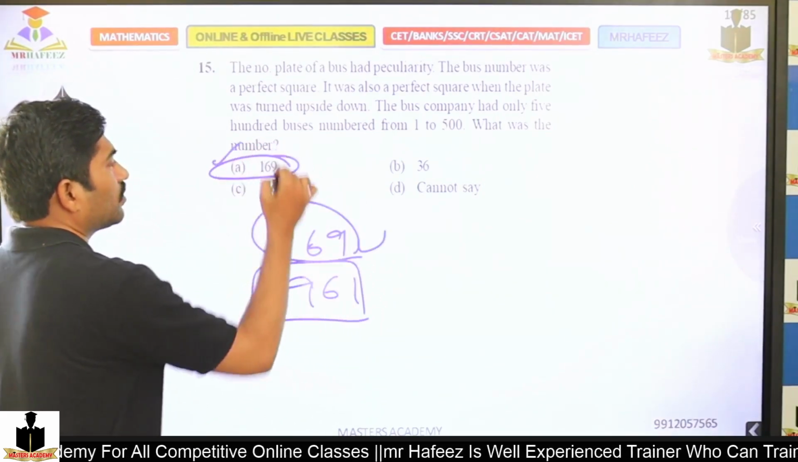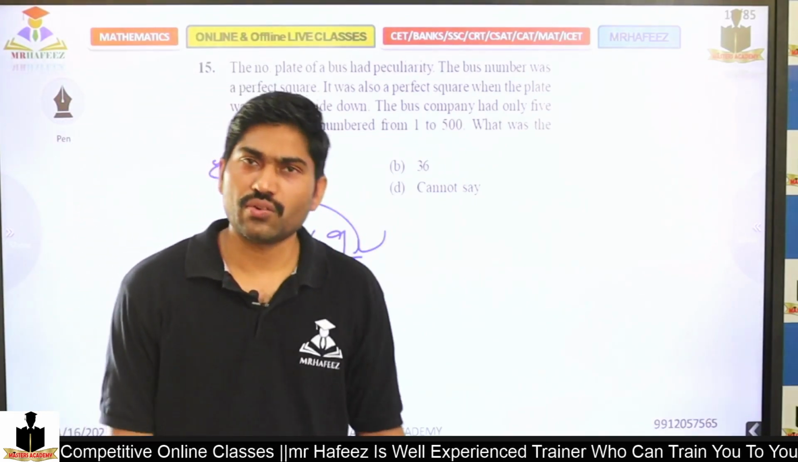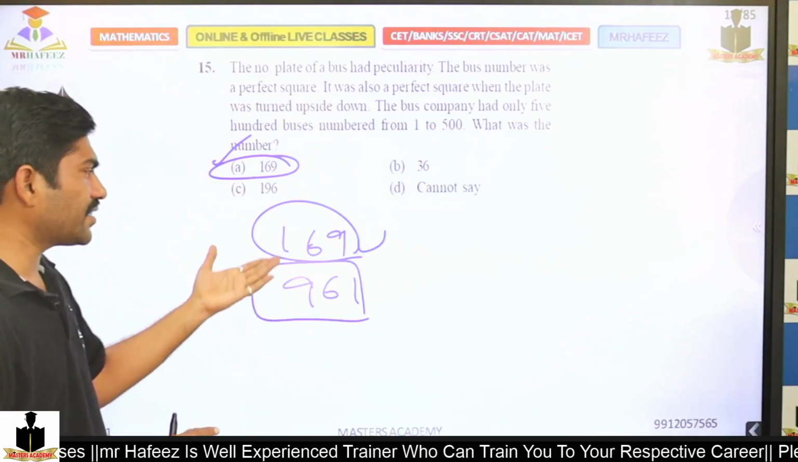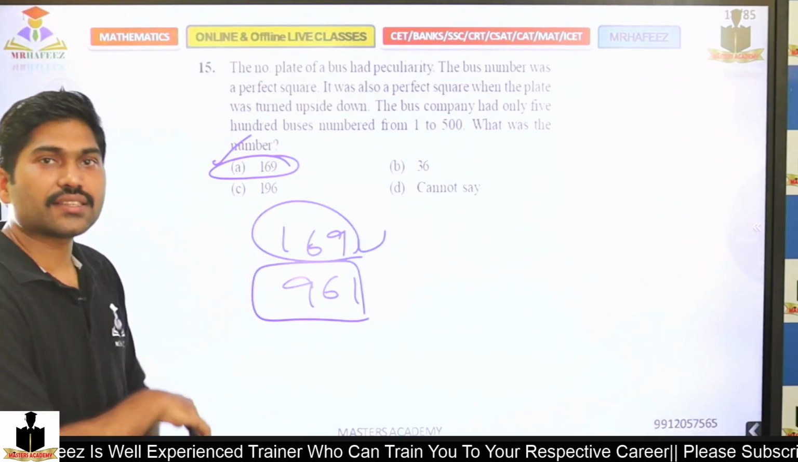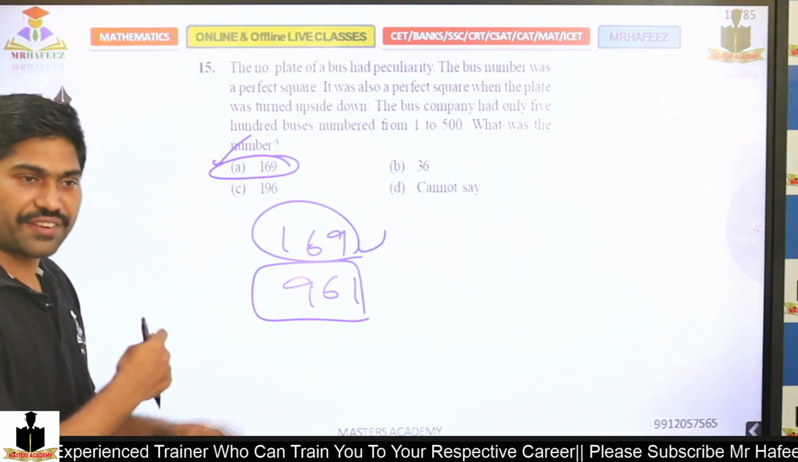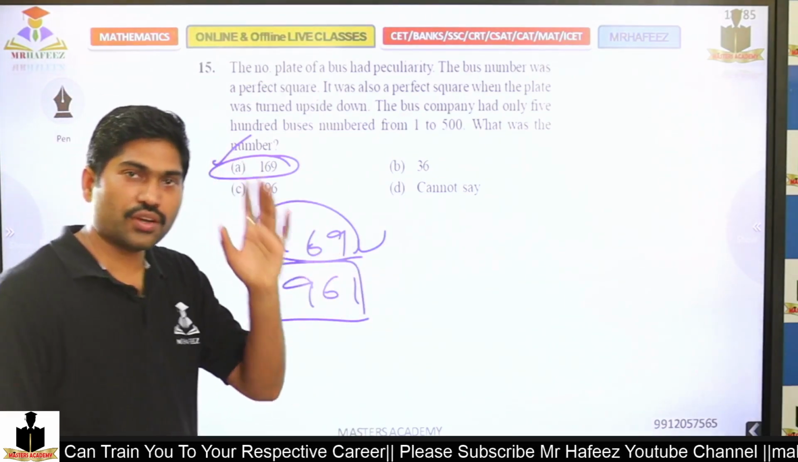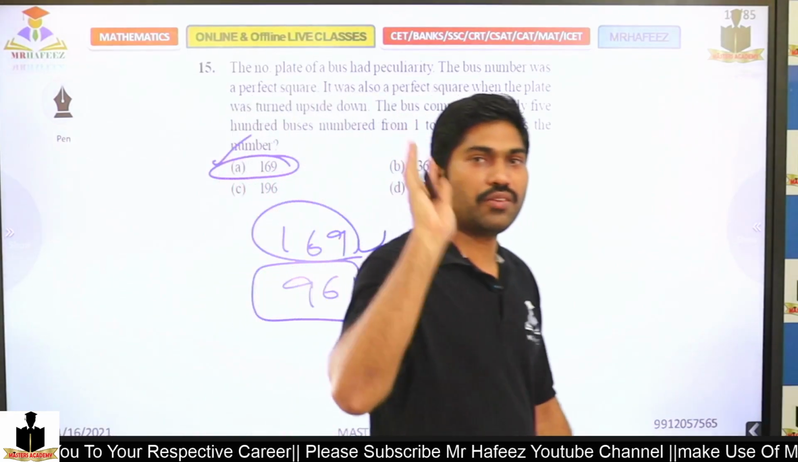so answer over. Even the reverse is also a perfect square. So that is the only one. Even if it is reversed, the answer is a perfect square. So answer over, 169.